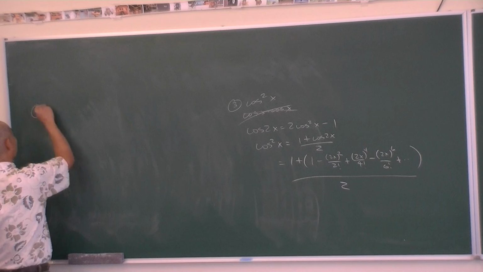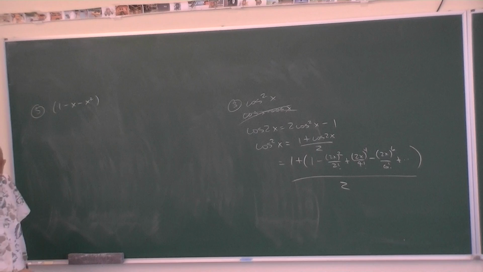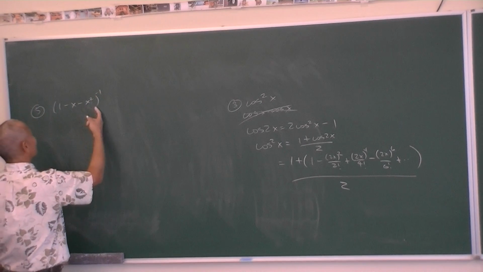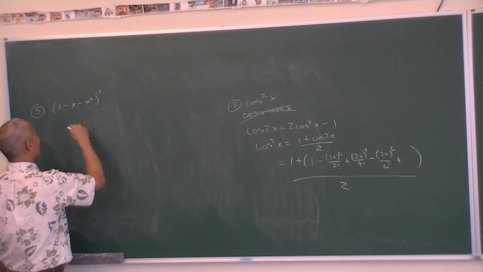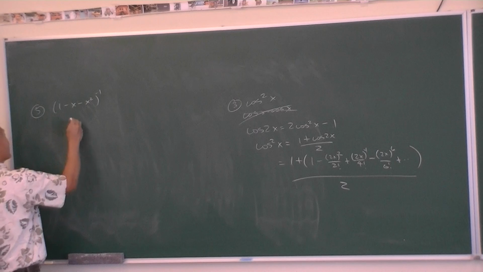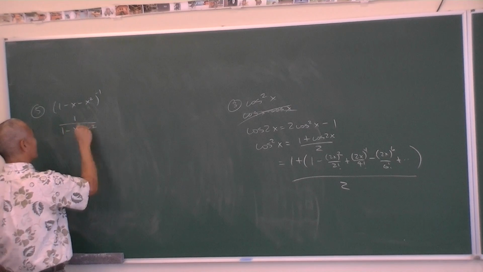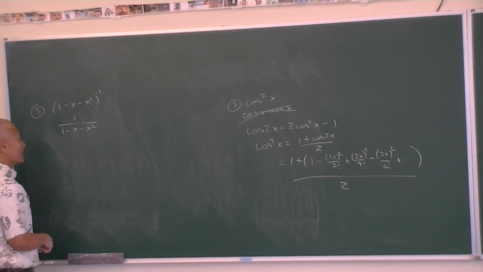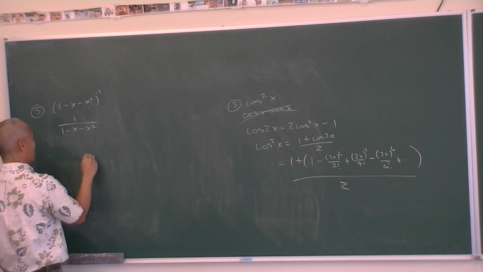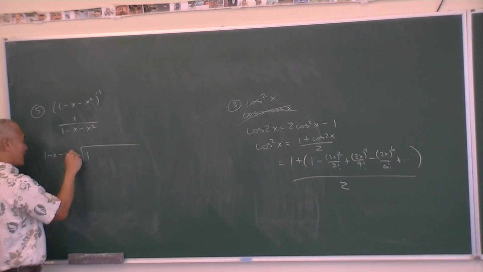Number 5. 1 minus x squared to the what? Negative 1. Okay, so this one you're not going to use the binomial theorem because these are 3 terms. You've got to use the trinomial theorem. Anyway, negative 1 power means 1 over, right? And what does this bar mean? Divide, so you've got no choice, you've got to do long division. So 1 divided by 1 minus x squared.